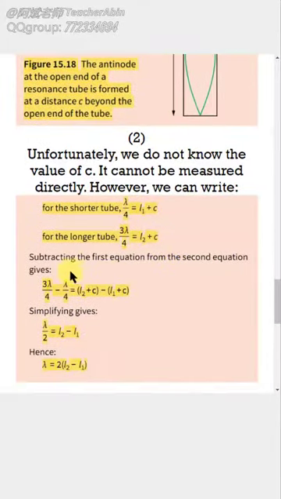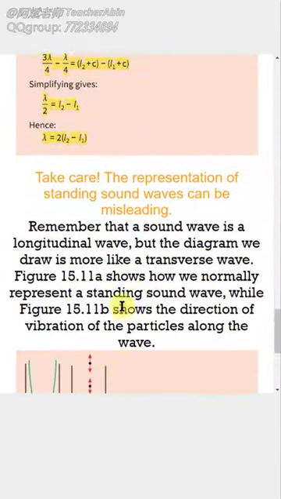And then subtracting the first equation from the second equation gives this equation. Simplify it, we get 1/2 of a wavelength equals L sub 2 minus L sub 1. So the end correction c is cancelled out. So here we get lambda equals 2 times (L sub 2 minus L sub 1), which is the value without the error brought by the end correction. And so this is what we should know about the end correction.